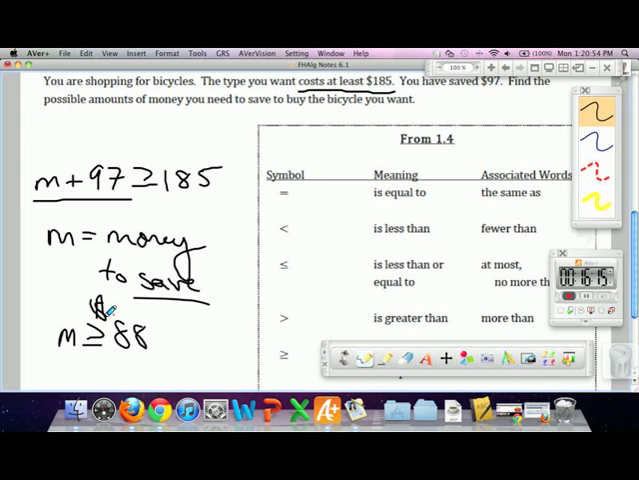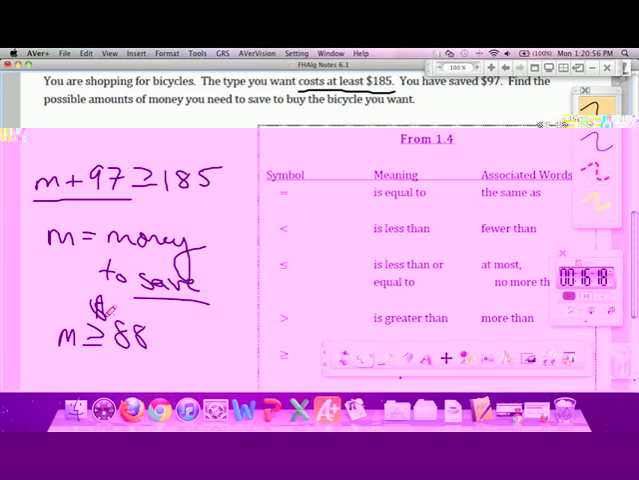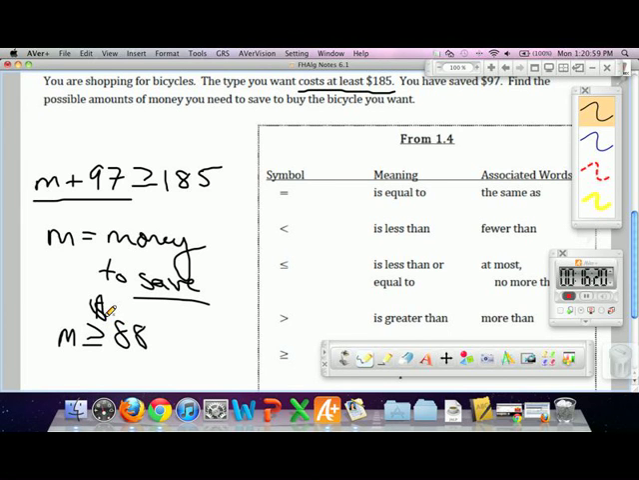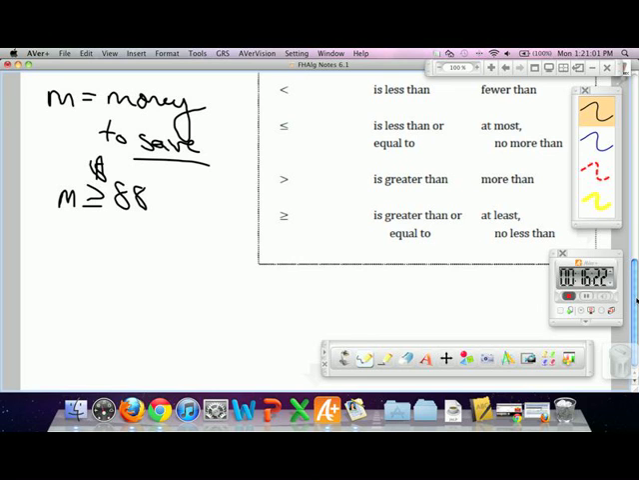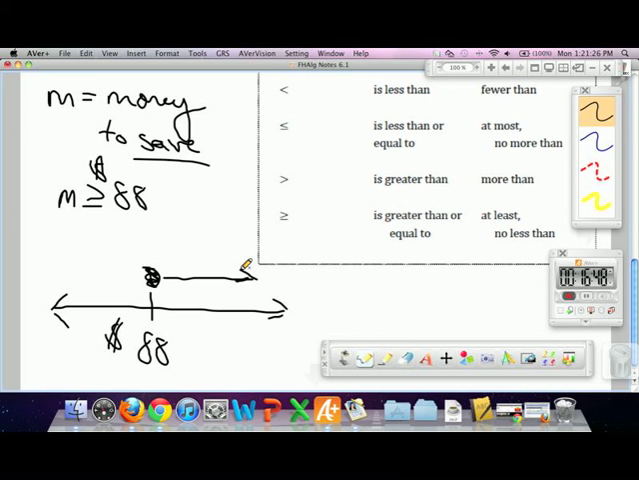And just for kicks, how would I graph this situation? How to represent this? Let's find $88, with a solid dot. This represents that if I were to fall on this line, starting at this point and going to the right, if I happen to be anywhere in here, then I have enough money to buy my bike.